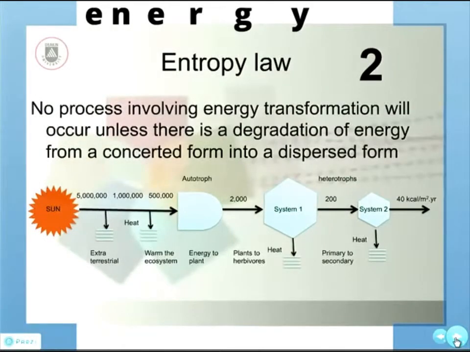The second law is the entropy law, that no process involving energy transformation will occur unless there is a degradation of energy from a concentrated form into a dispersed form. We know that as well, right? So the idea here is to minimize the dispersed form of heat. And that's why we look into the efficiency. Do you know the solar cell to transform solar into electricity? How many of you have solar cells at home?